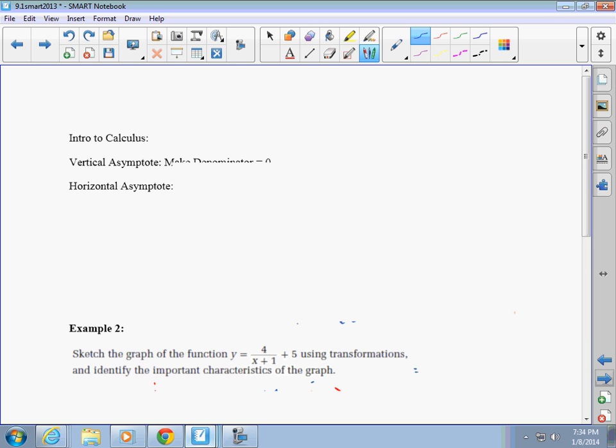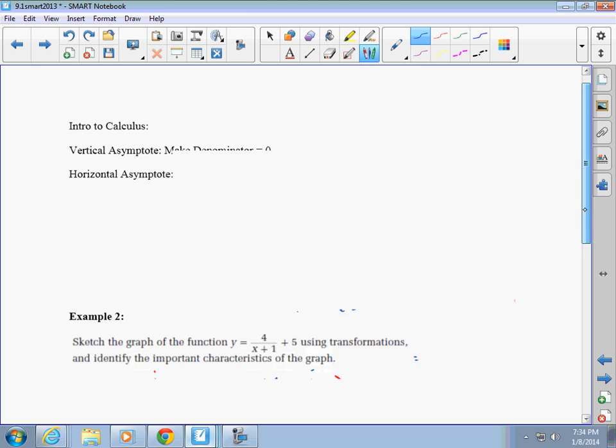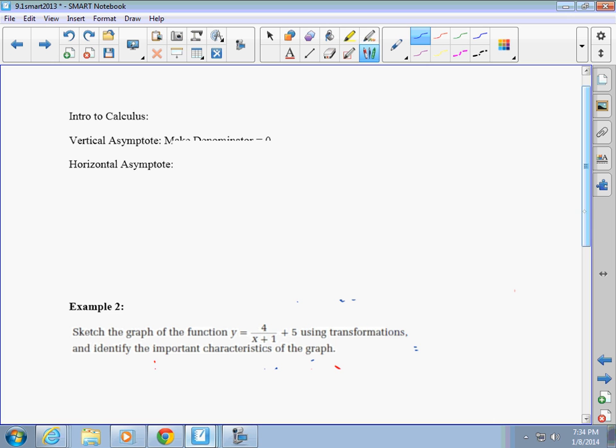Okay, vertical asymptote. So this says intro to calculus. Don't let it scare you. When you're working on some problems in calculus, you'll come across this type of thing. This is how they solve them in calculus. So your vertical asymptote, in order to find that, you need to make your denominator equal 0.